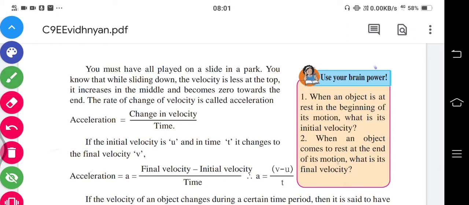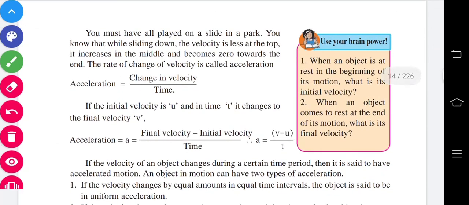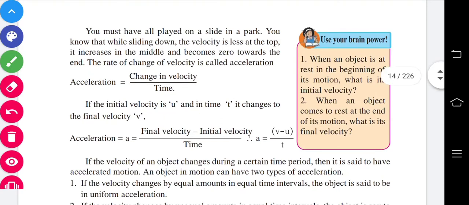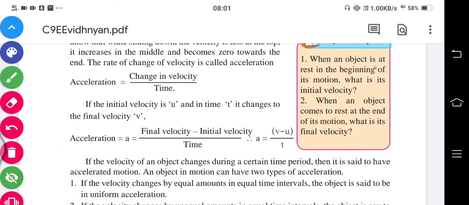So change in velocity with respect to time is nothing but acceleration. For example, if a body moves in a straight line, and the initial velocity is u, meaning the starting point has a very low velocity. So starting velocity is u, and time is t, and it changes to the final velocity v. The bottom is the final velocity and the top is the initial velocity.